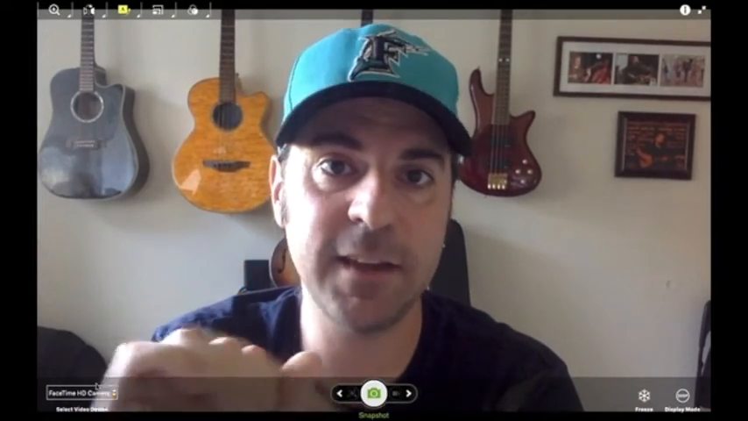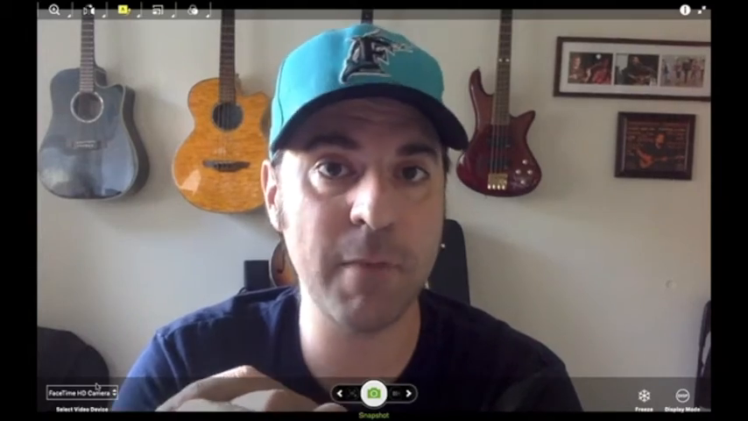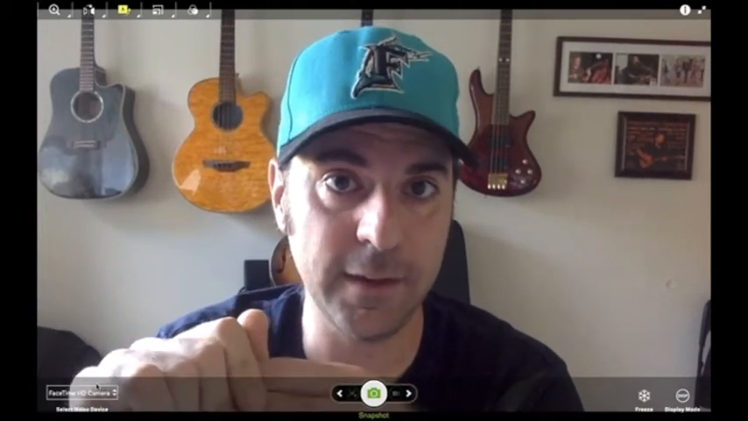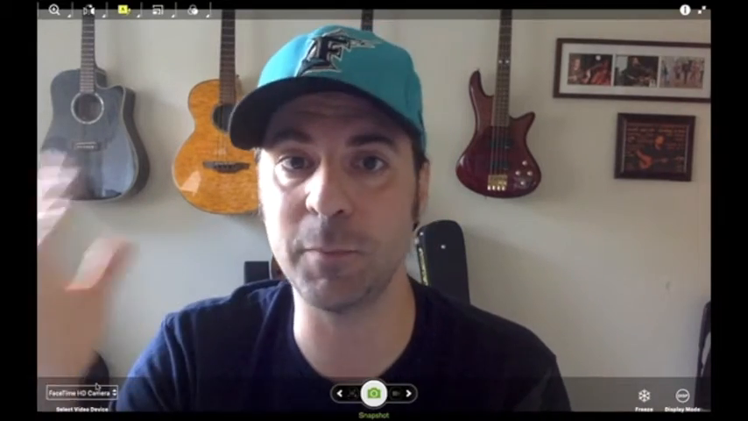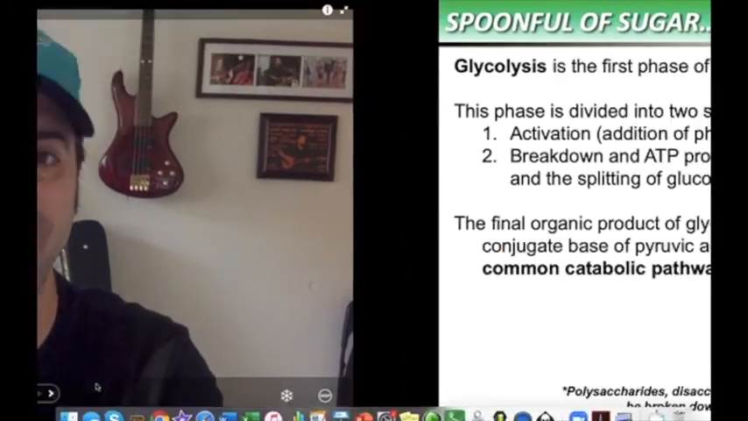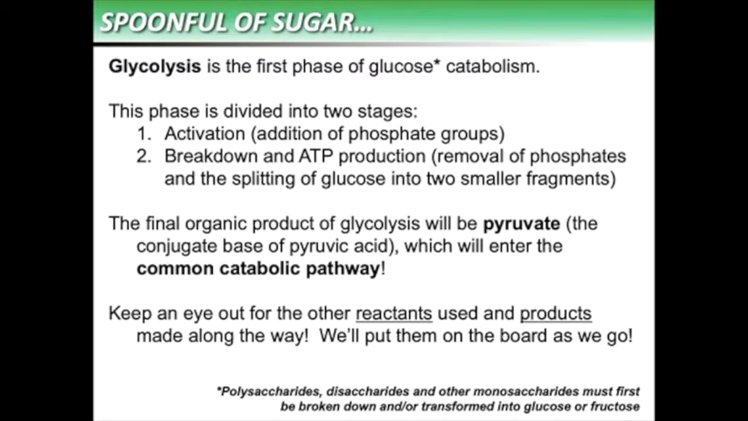And the common catabolic pathway is the one that the products of this process and of oxidizing and breaking up fat molecules can actually begin at. So everything from that point forward is the same, regardless of whether you began as a sugar or as a fatty acid. As I said, keep an eye out for the other reactants being used and the products that we make along the way. We're going to put them onto this worksheet as we go, and they'll be here on the slides.